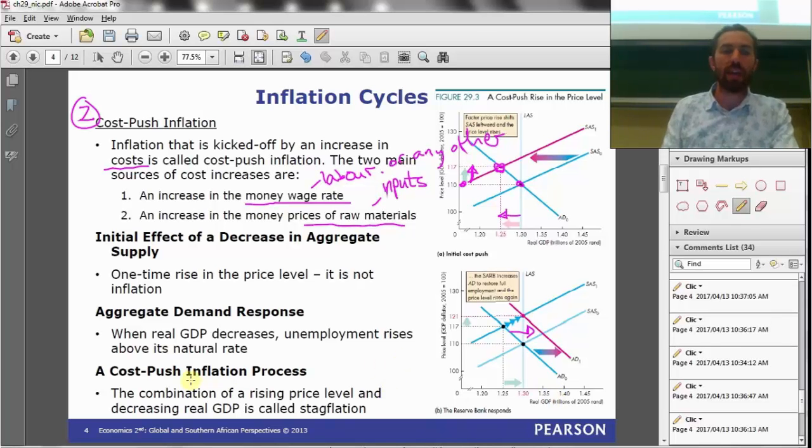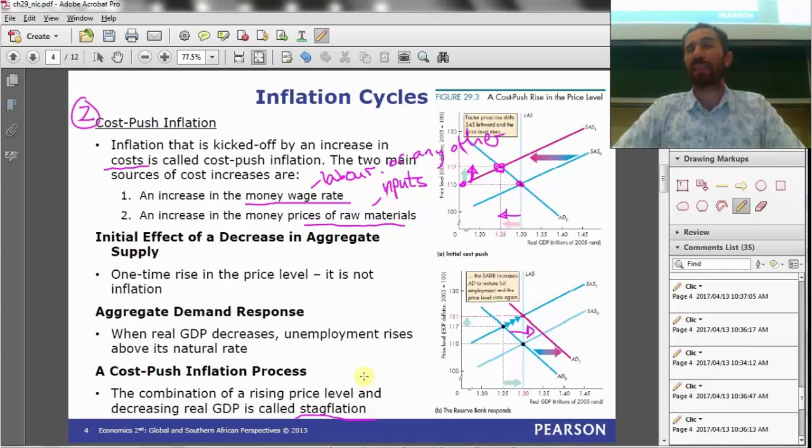So this is a cost push inflation process, and a cost push inflation process is characterized by a combination of a rising price level and decreasing GDP. So our prices are going up, but our GDP is consistently below full employment. And that is something problematic called stagflation, when you enter a recession and you have consistently rising high prices.